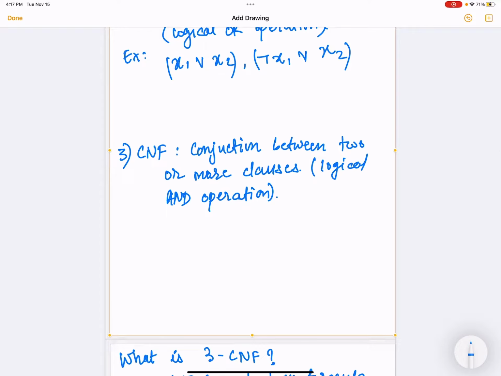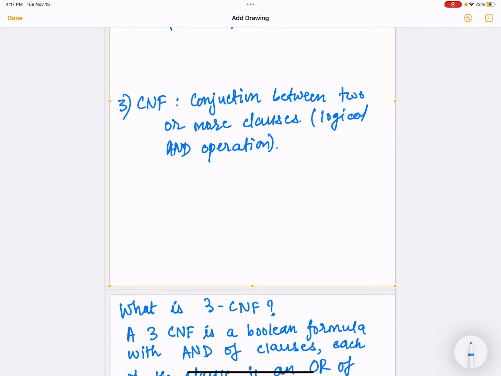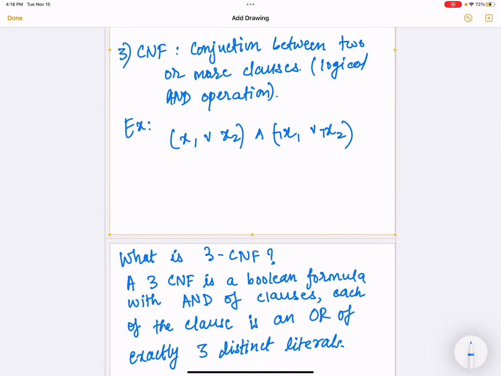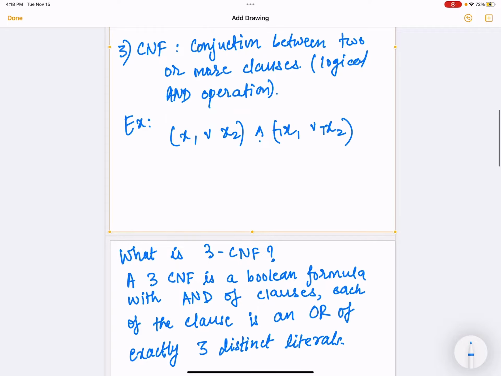Now the third part is CNF, where there is a conjunction between two or more clauses. What is a conjunction? Conjunction is nothing but logical and operation. So example for a CNF would be x1 or x2 and not x1 or not x2. So this is one CNF where we have two clauses and there is a conjunction between the two clauses.